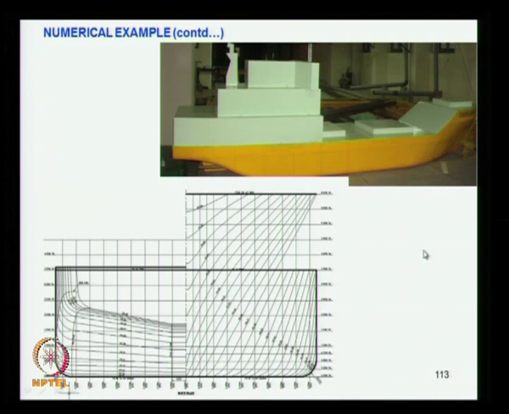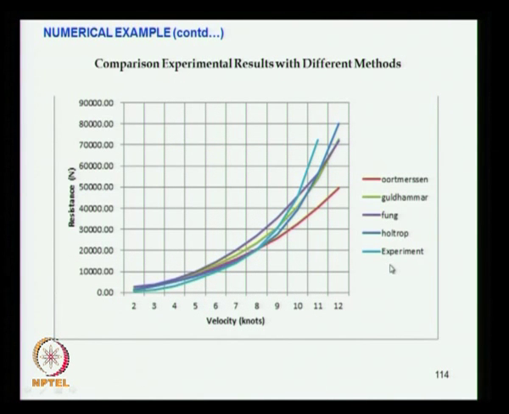This is the geometry of the model, and this is the geometry of the ship. The experiments have also been done using this ship in the towing tank in IIT Madras. So the experimental results are also available. We have also performed CFD analysis for the same vessel, and all the results are compared. You can see here, first comparing the experimental results with the different methods.